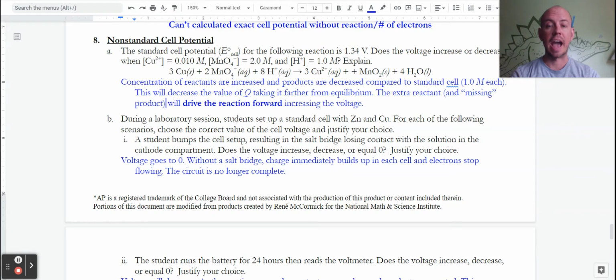The extra reactant, I now have more of this, and I've removed some product, drives the reaction more forward, increasing the voltage. It becomes even more favorable in the forward direction because of our relative concentrations. However we're doing this, we're thinking not that we're at equilibrium, but the reaction keeps going and pushing forward until it reaches there. And we're farther from equilibrium when we do this balance.